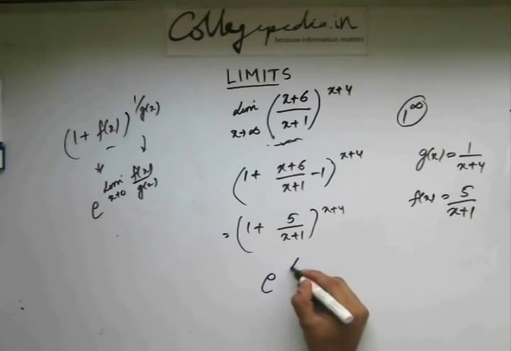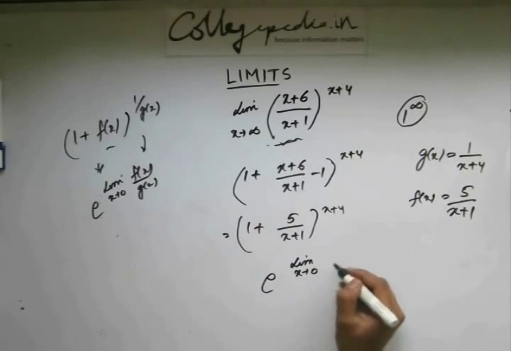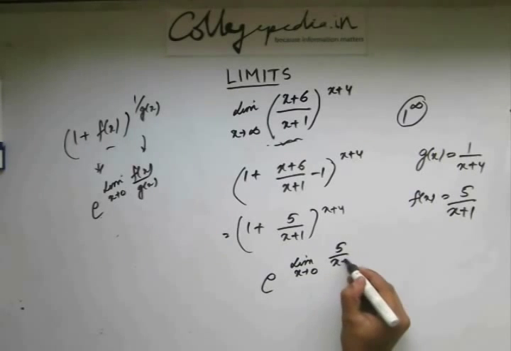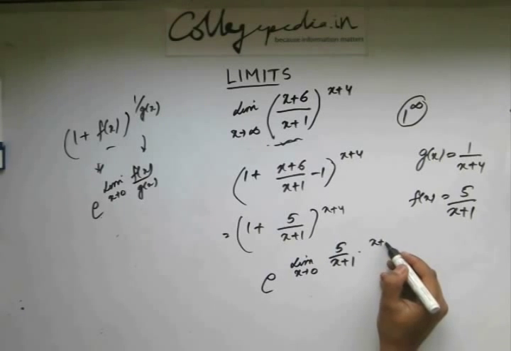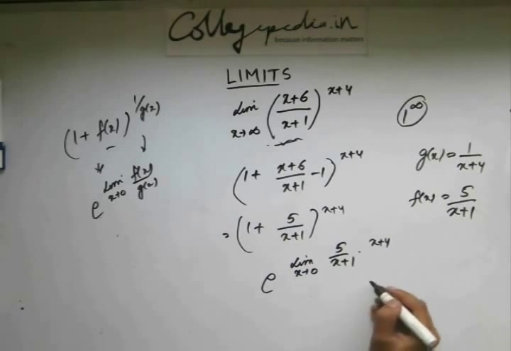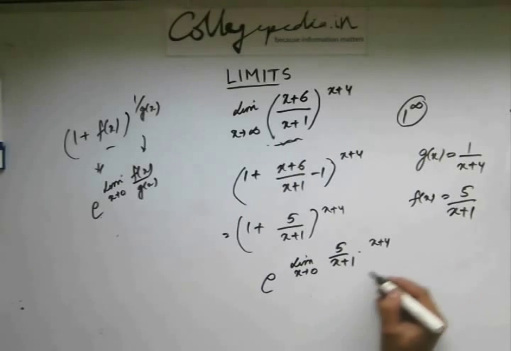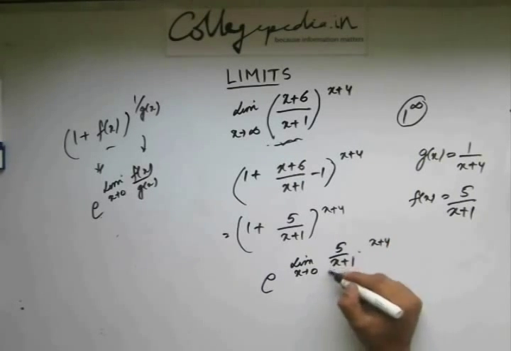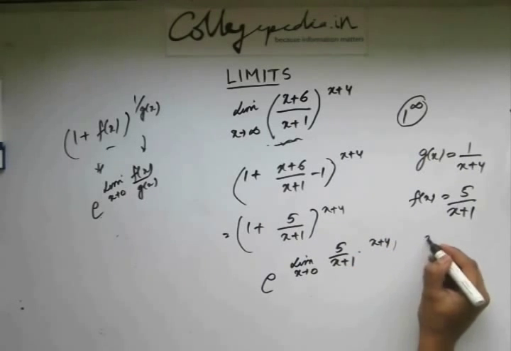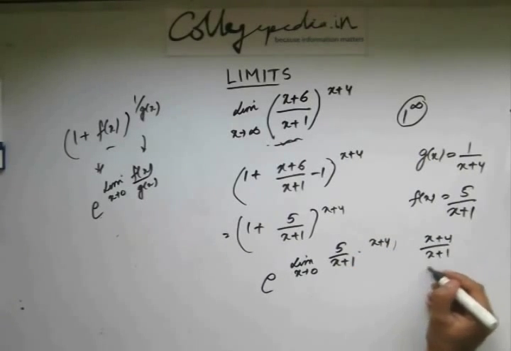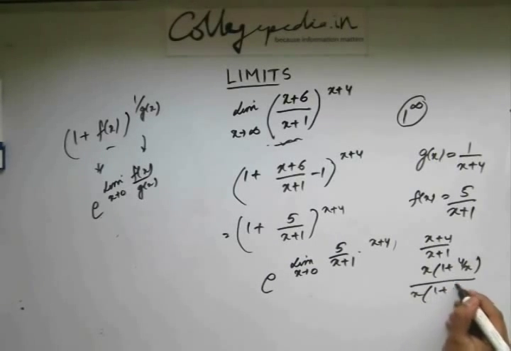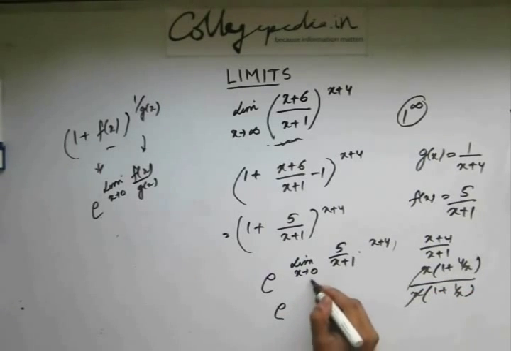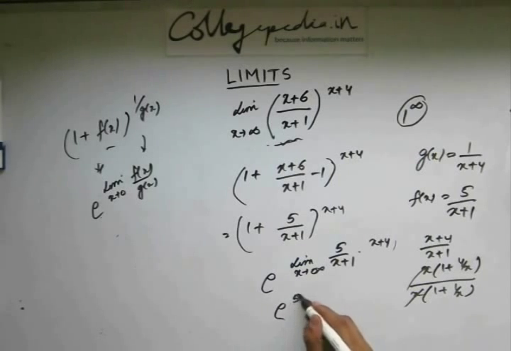So my limiting value will be the limit as x approaches infinity of fx by gx, so 5 by x plus 1 into gx. So it's 1 plus 4. If I want to evaluate this part, as x approaches infinity, x plus 4 by x plus 1 will approach 1. So my answer is e to the power 5.